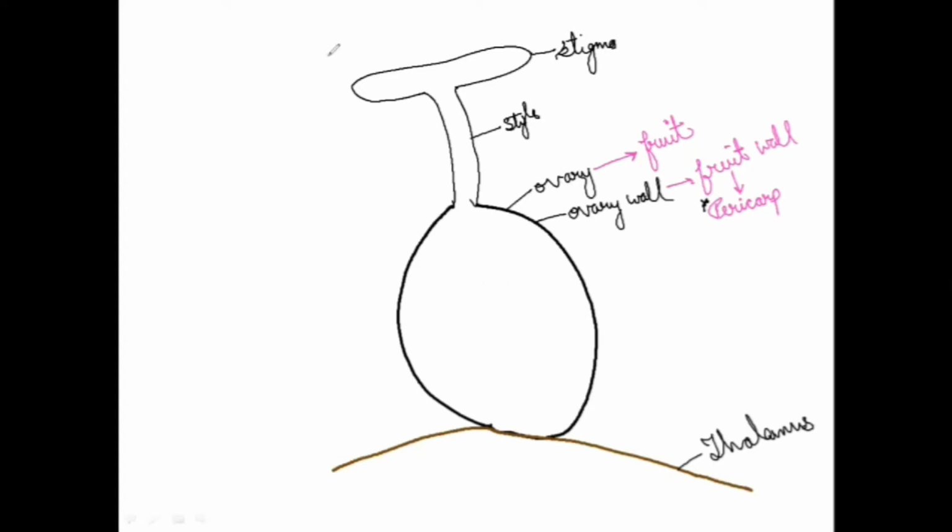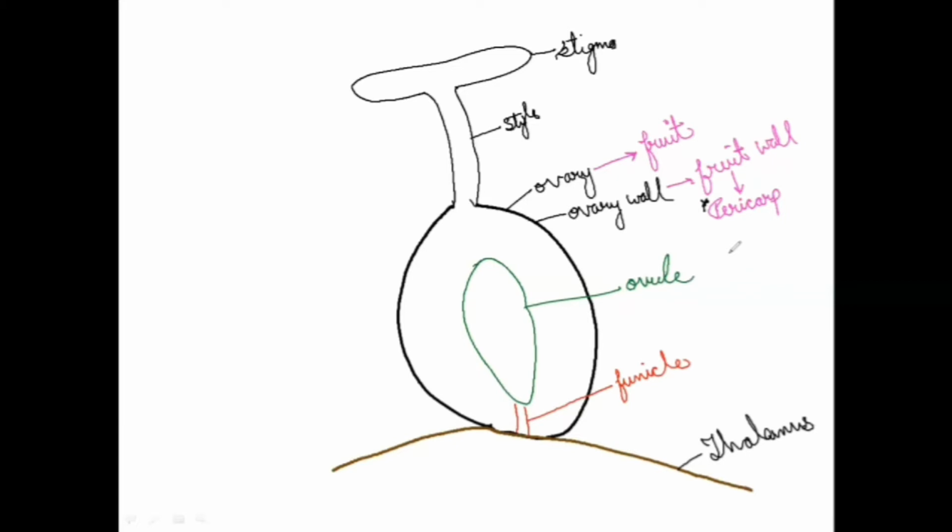Clear? Now we'll move forward and draw the inner structure of the ovary, which we have already discussed. Now, here on the thalamus, a stalk-shaped structure is there. The stalk-shaped structure is known as the funiculus or funicle. Clear? Now, on this stalk-shaped structure, the ovule is present. So, this is the ovule.